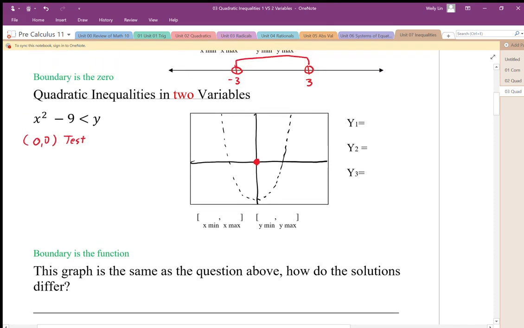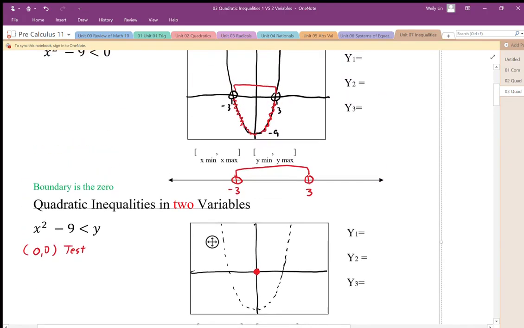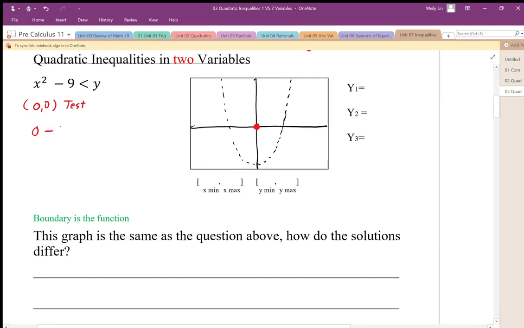Remember that this is one of the things we could do with one variable as well. We can also test. Here we have two variables, so we need to plug in both variables. 0 minus 9 is less than 0, y equals 0. Yes, that's correct. That's part of my solution. So I know that this area must represent the solution to that inequality. And again, if I test some point on the outside, we should see that it does not work.